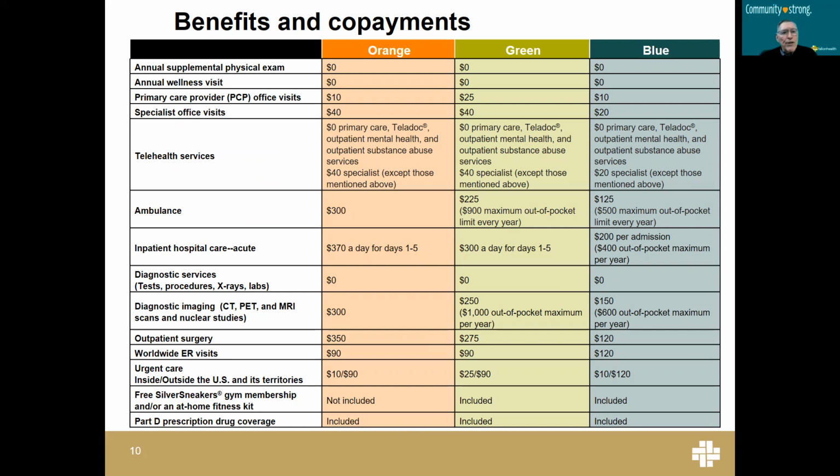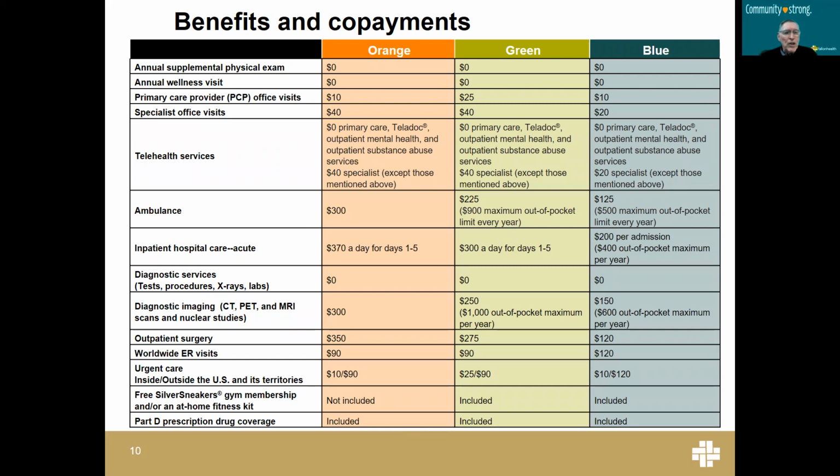Primary care services, outpatient mental health and substance abuse are covered at a $0 copayment, and a $40 charge for a specialist by the teledoc services. Again, those are for non-emergency services. The ambulance copayment is $300. The inpatient hospitalization is $370 per day, up to the first 5 days. So a 5-day hospital stay on this plan could be $1,850.